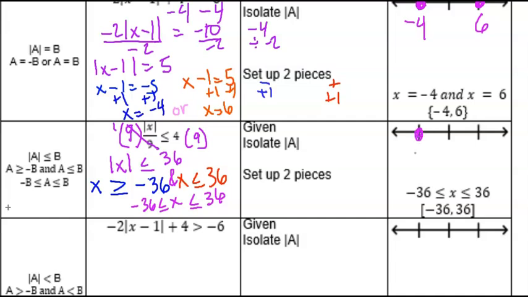So we'll plot those 2 points on the number line with filled in points. Since x is in the middle, we're going to shade the middle part of the number line.